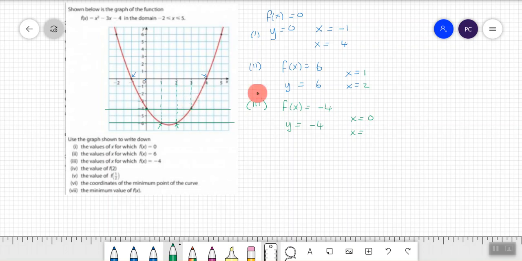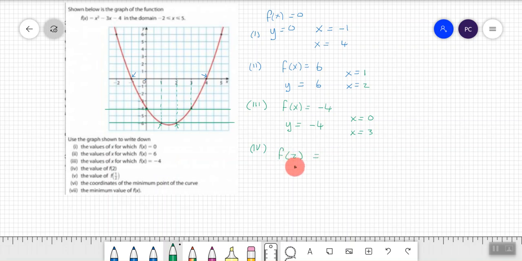And at that point, x is equal to 3. Okay, so that's that one. The next one is find the value of function 2. Okay, so now we're changing tack and looking at what's the value for y. So we're saying here, find the value of function 2. So function 2 is equal to what?